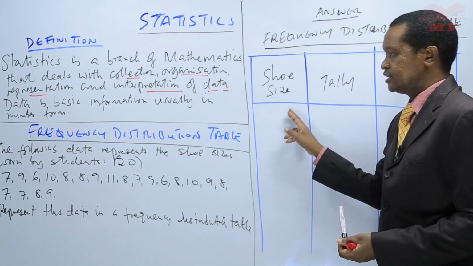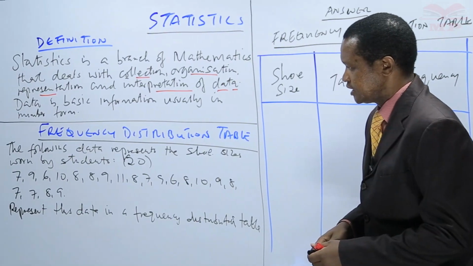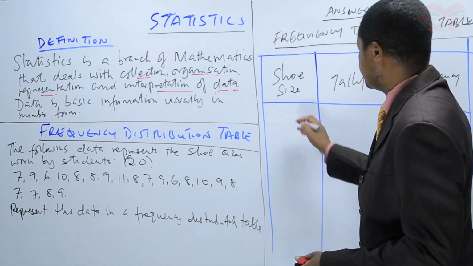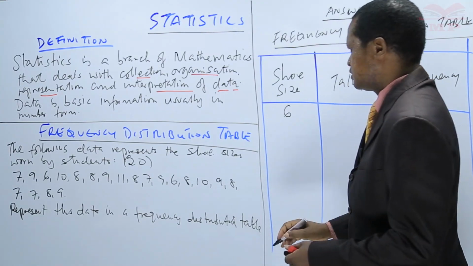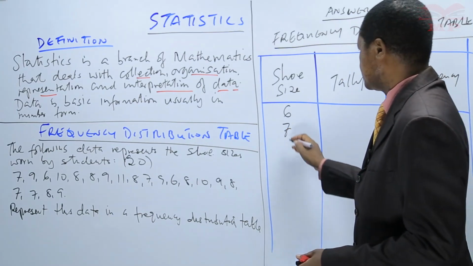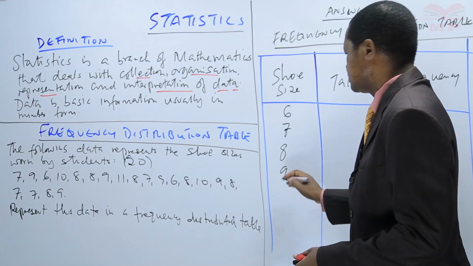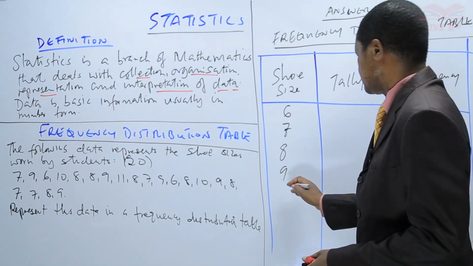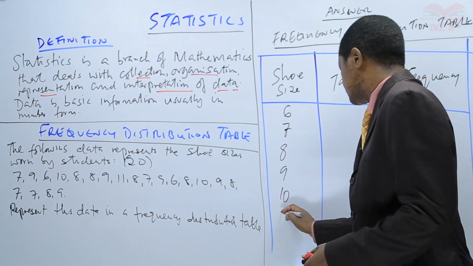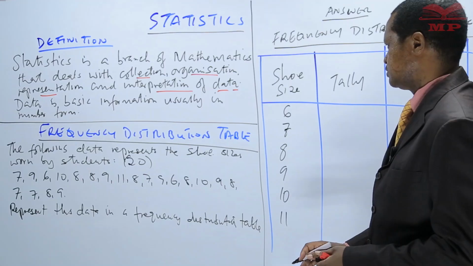We start by listing the shoe sizes. We have 7, 6, 9, 10. The least shoe size from this data is 6, followed by 7. Then you have shoe size number 8, shoe size number 9. Do we have 10? Yes, we have 10. How about 11? Yes. 12? No, we do not have 12.